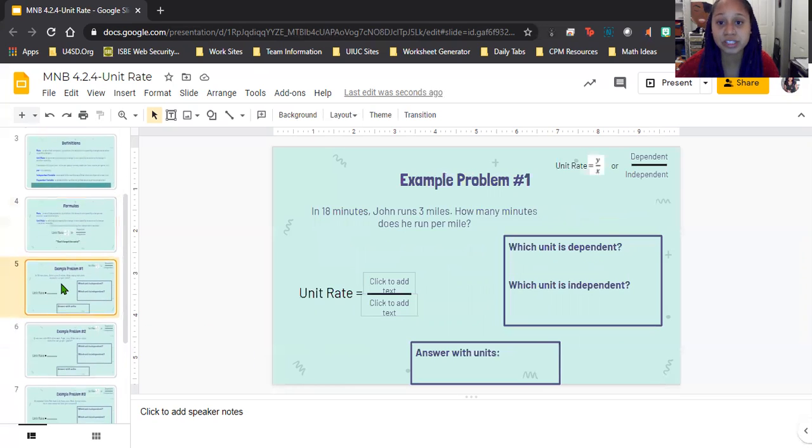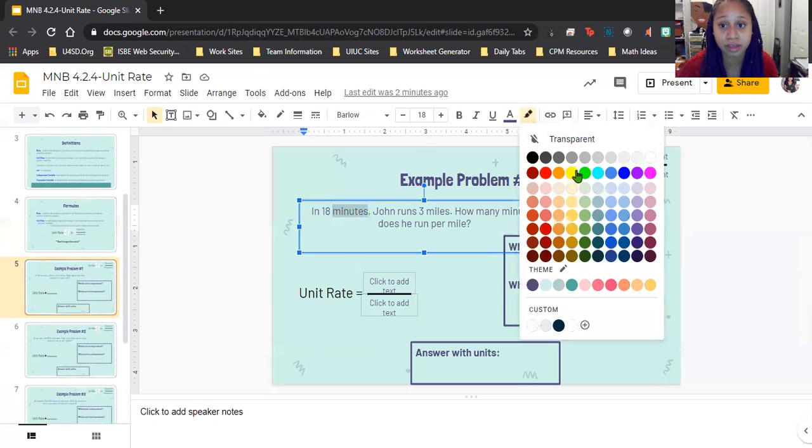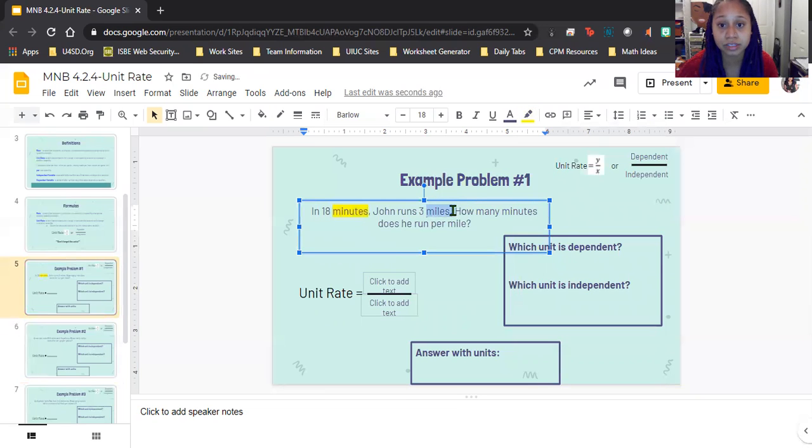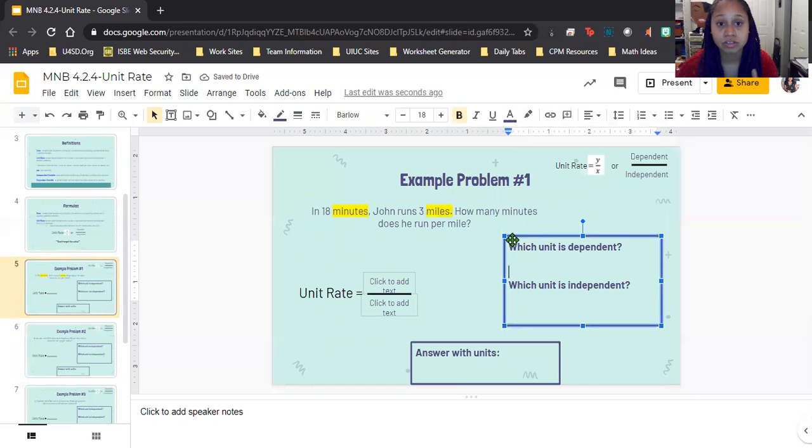All right, so we're going to do the first example problem together, and then you're going to do the others on your own. In this problem, it says, in 18 minutes, John runs 3 miles. How many minutes does he run per mile? The first thing we need to figure out is which unit is the dependent and which is the independent. Our units are minutes and miles, so we need to decide which one is which. Do the minutes depend on how many miles he runs, or do the miles he runs depend on the minutes?